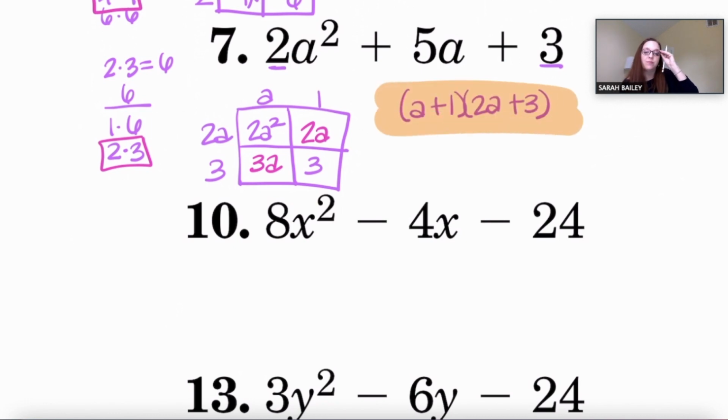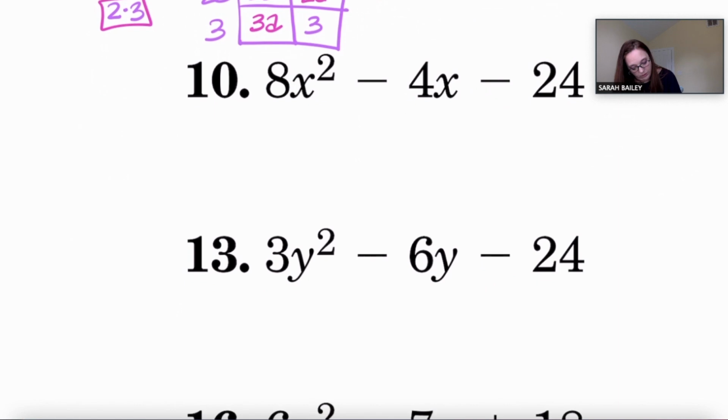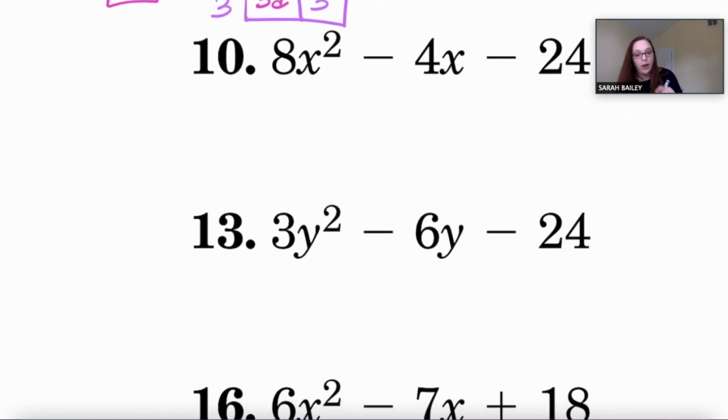Okay, let's do number 10. Number 10 is 8x squared minus 4x minus 24. Before you get too far into this one, there is a common factor between all three of those terms. You can factor a 4 out, and you need to do that first. If I factor a 4 out, that leaves me with 2x squared minus x minus 6. So be careful. Do that first, and then you're going to factor this further, if possible.